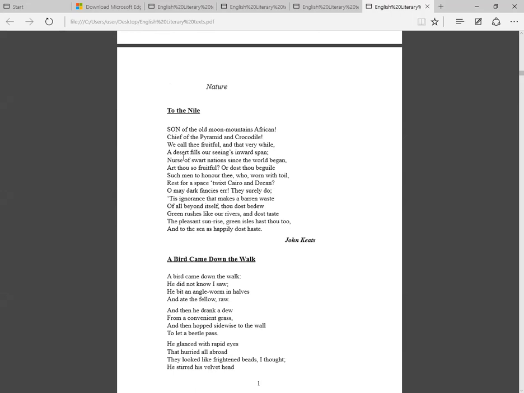To the Nile. I will give you 5 minutes to find out the rhyming pattern.